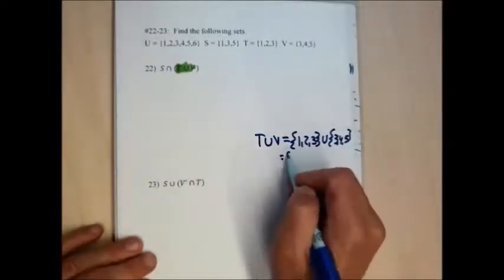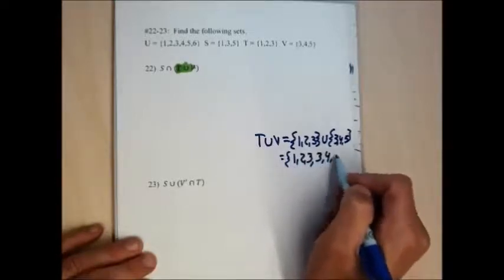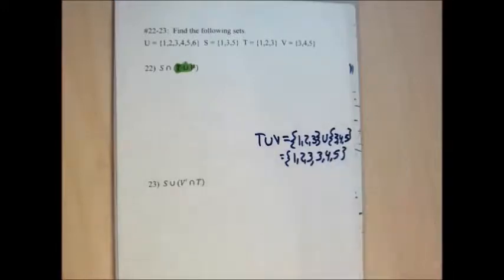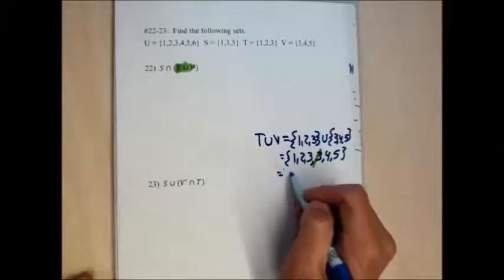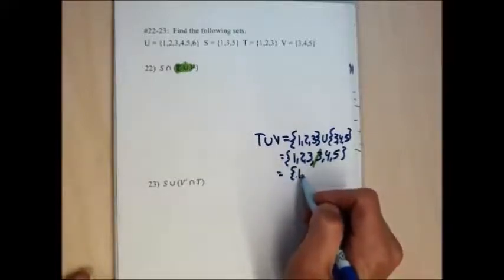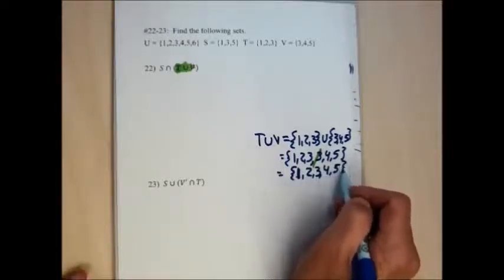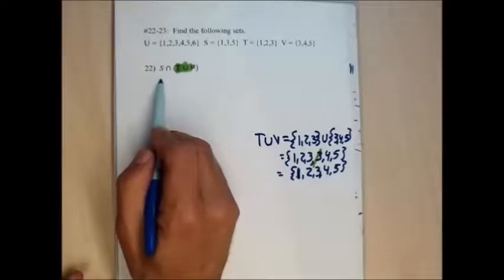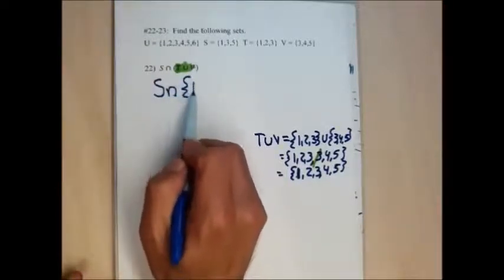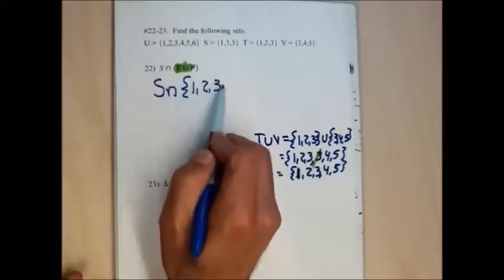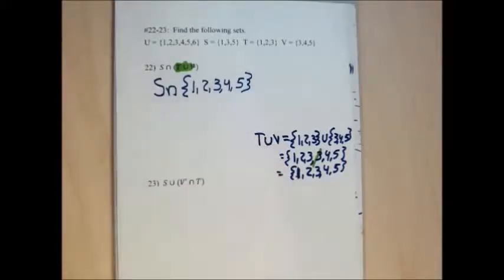When I union two sets, I take all the elements in the first set and then all the elements in the second set, and I write them in a big set. And then any number or element that's listed twice, I only write it once. So T union V, the parentheses part of this, is going to be the set containing the numbers 1, 2, 3, 4, and 5. So for the problem that I'm asked to do, I'm asked to find S intersection T union V. I can drop the parentheses and change the T union V to the set containing the numbers 1, 2, 3, 4, and 5.